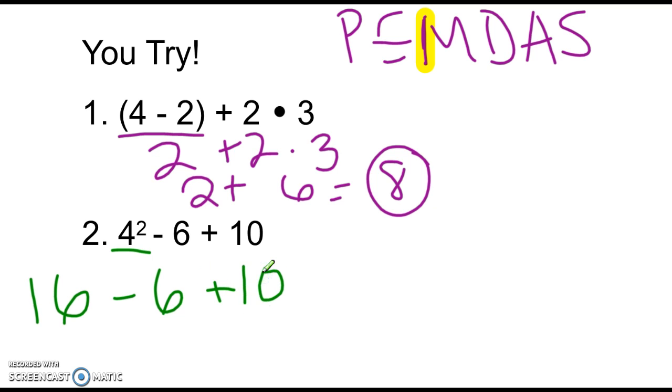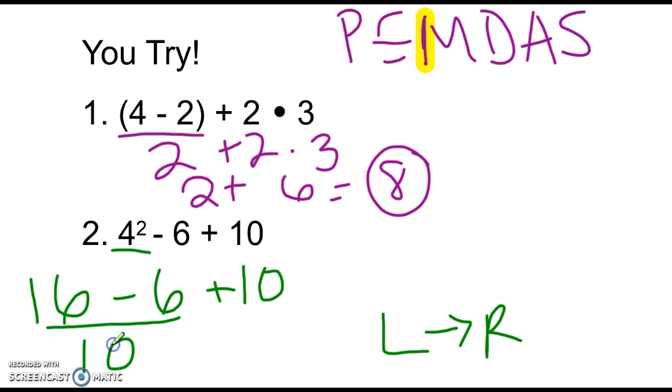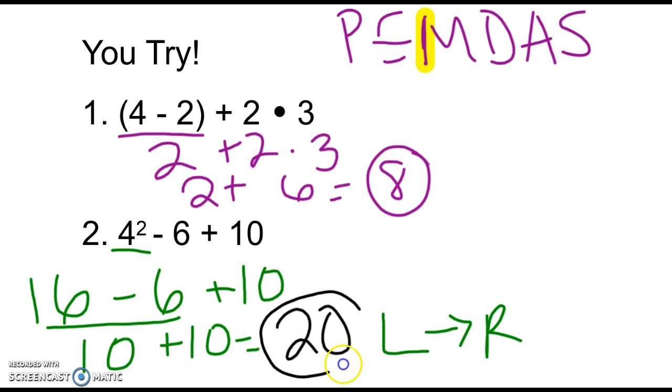And now we need to work from left to right because we have both addition and subtraction left in our problem. So 16 minus 6 is 10. Then we're going to bring down our plus 10, and our final answer is going to be 20. All right, so those are the answers to your you try problems.